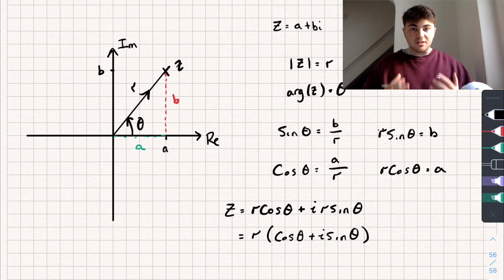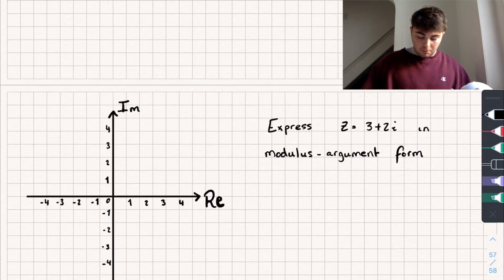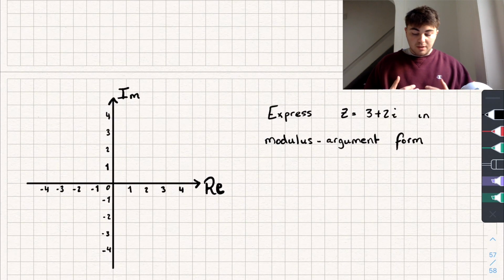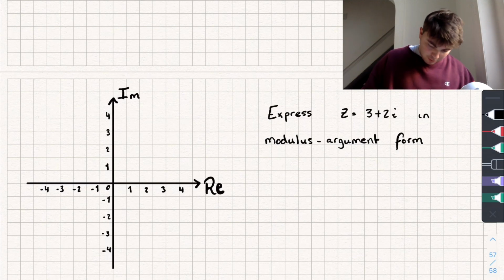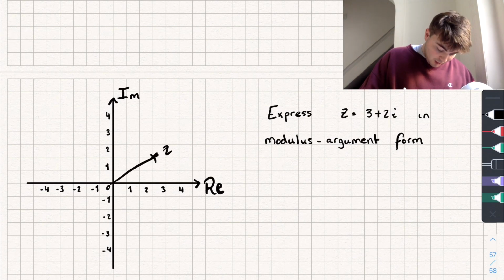So let's take a look at an example of finding this form for a complex number. Say we have the complex number 3 plus 2i, and we want to represent it in modulus argument form. So let's mark it onto our Argand diagram. So 3 plus 2i, the numbers on the axes are a bit weird, but that's this point here. So this is the point z. And let me draw the vector to that complex number like this.